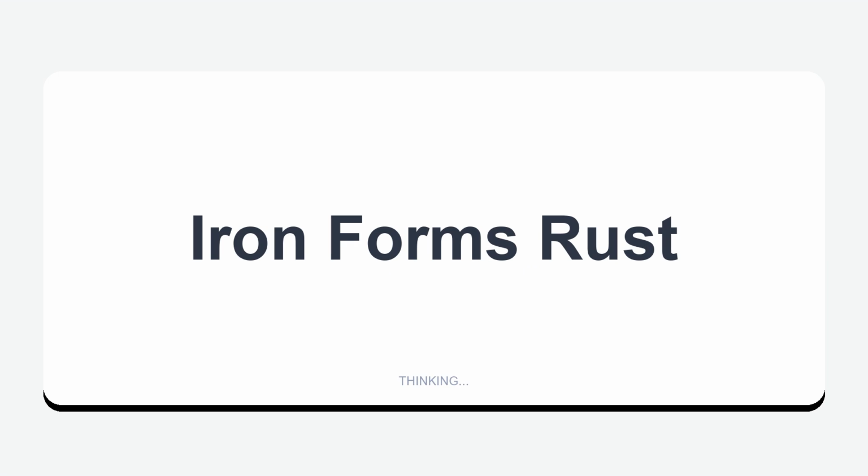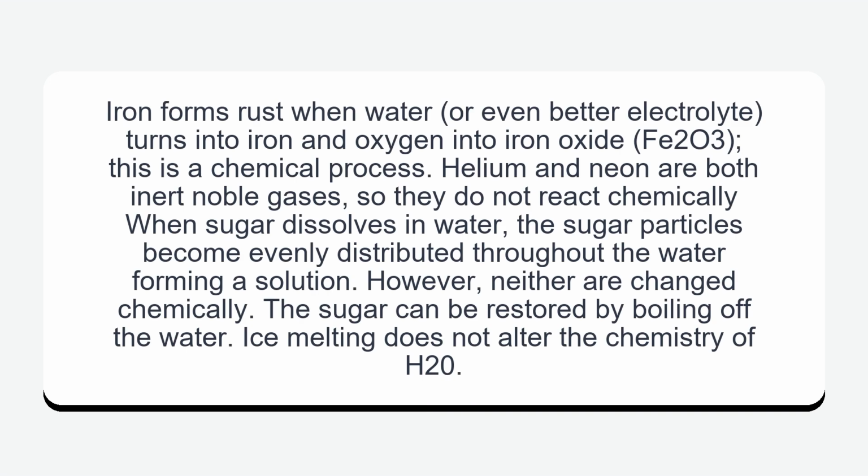Iron forms rust. Iron forms rust when water, or even better an electrolyte, turns iron and oxygen into iron oxide, Fe2O3. This is a chemical process. Helium and neon are both inert noble gases, so they do not react chemically. When sugar dissolves in water, the sugar particles become evenly distributed throughout the water, forming a solution. However, neither is changed chemically. The sugar can be restored by boiling off the water.